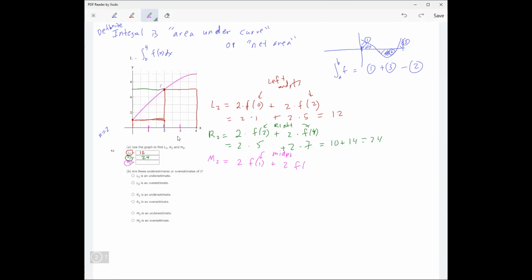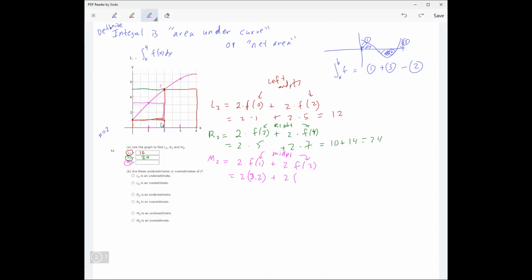And here, 3 is the midpoint. So using the midpoints, f of 1 is, wow, it's right there. So it's a little bit more than 3. Maybe we'll say 3.2. They're going to be forgiving on this, I think. And then f of 3 is using this endpoint.